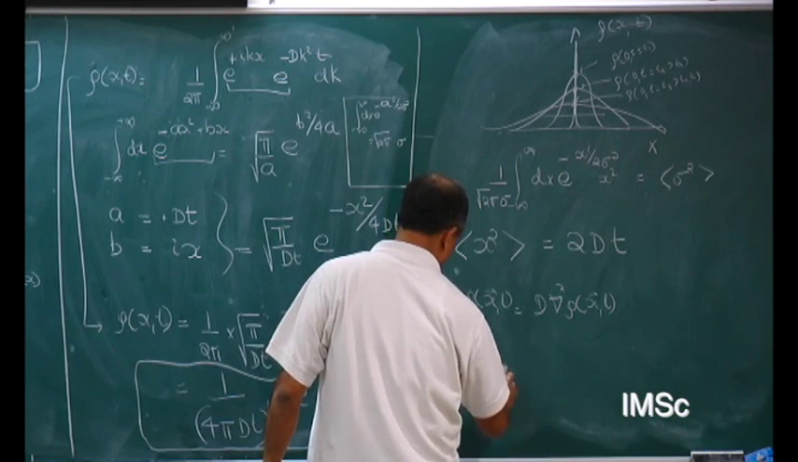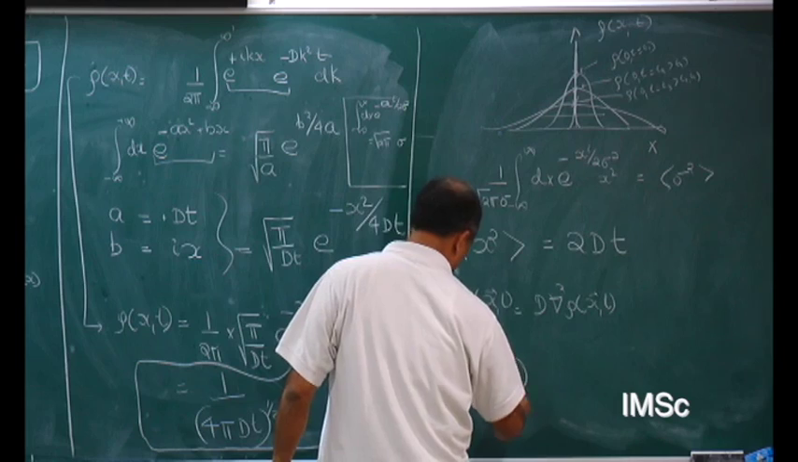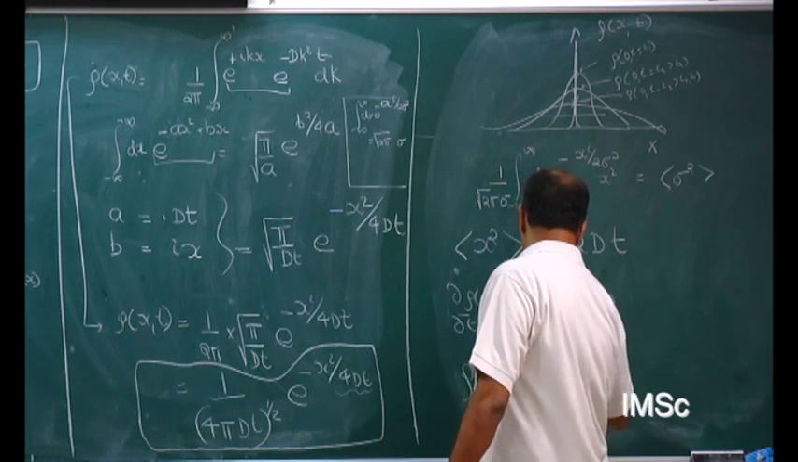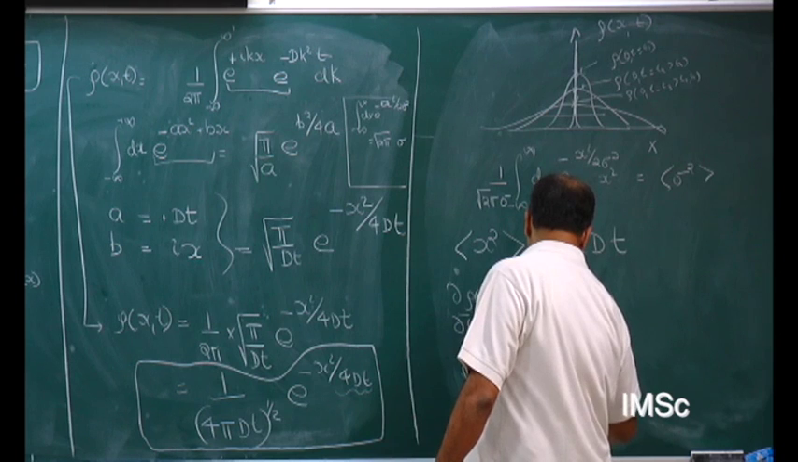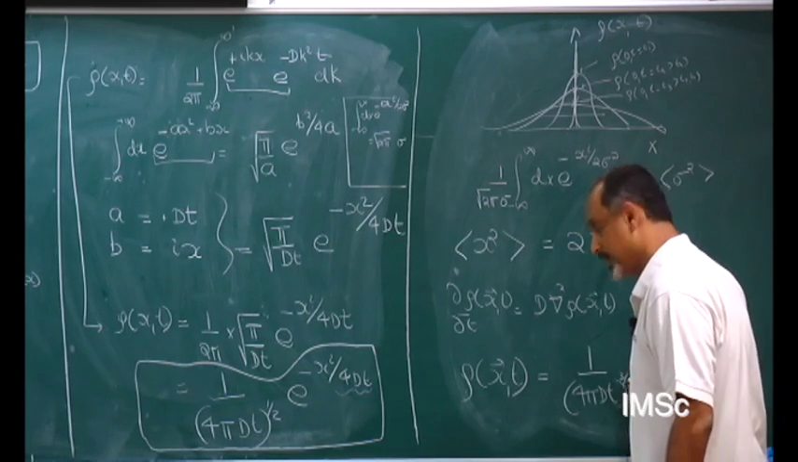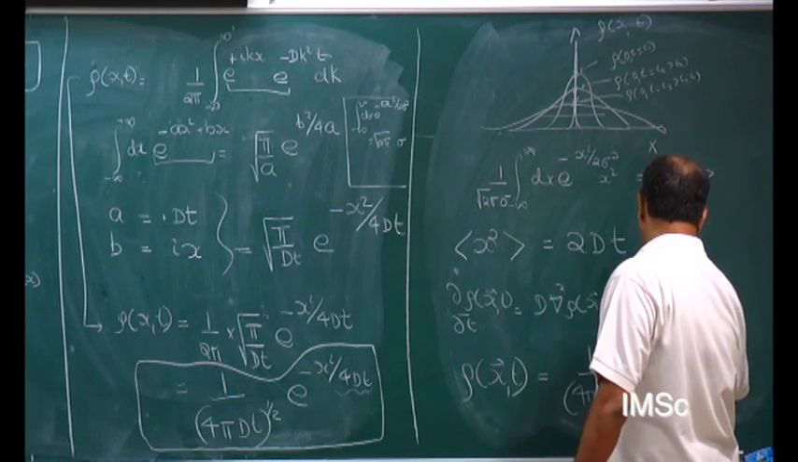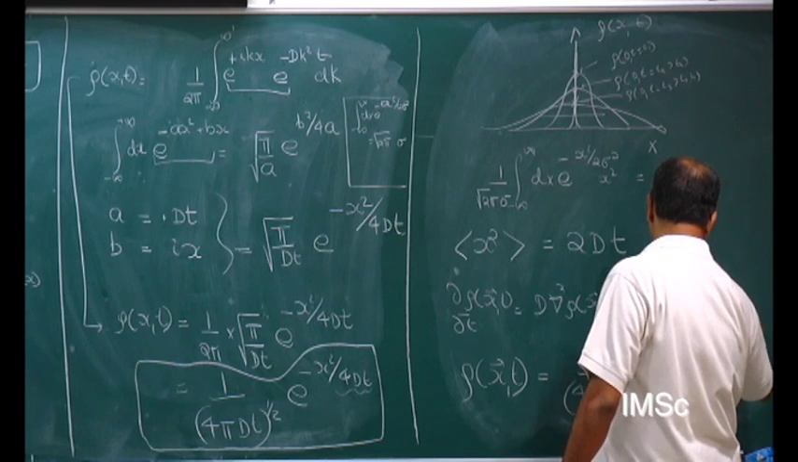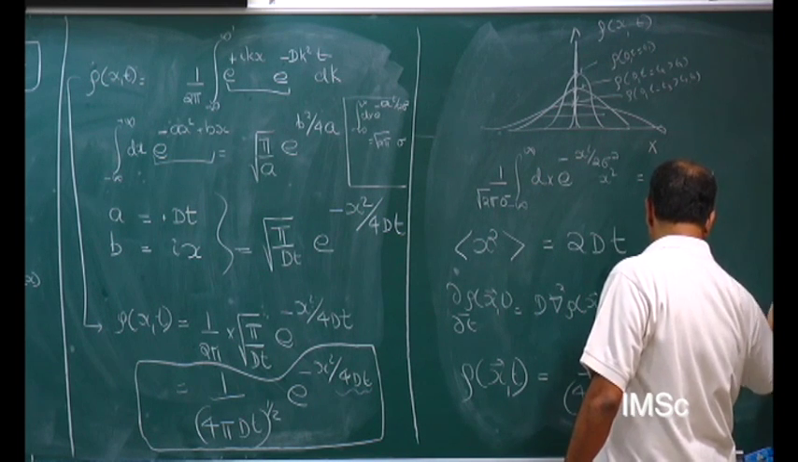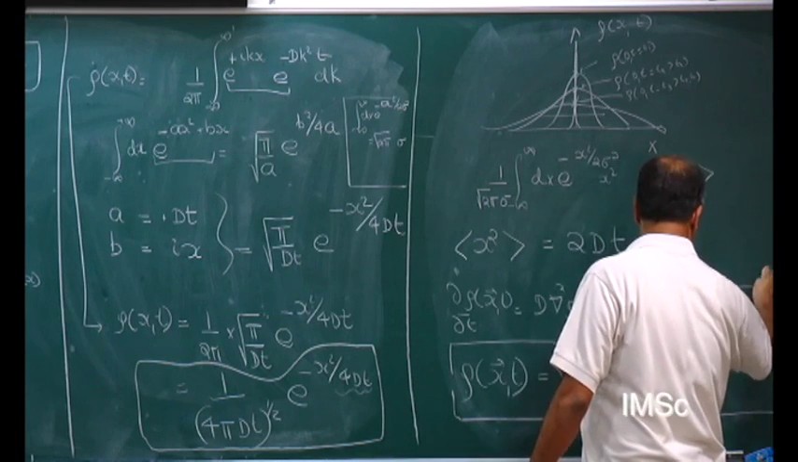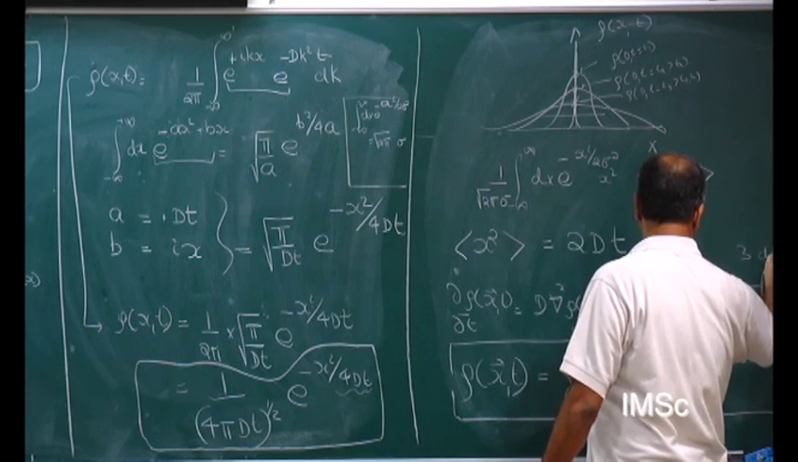So rho of x comma t, now it's a vector, not just a scalar, is 1 over 4 pi dt to the power 3 divided by 2. That comes from the dimension, into e to the power minus x vector square divided by 4 dt. So this is a generalization to 3 dimensions.